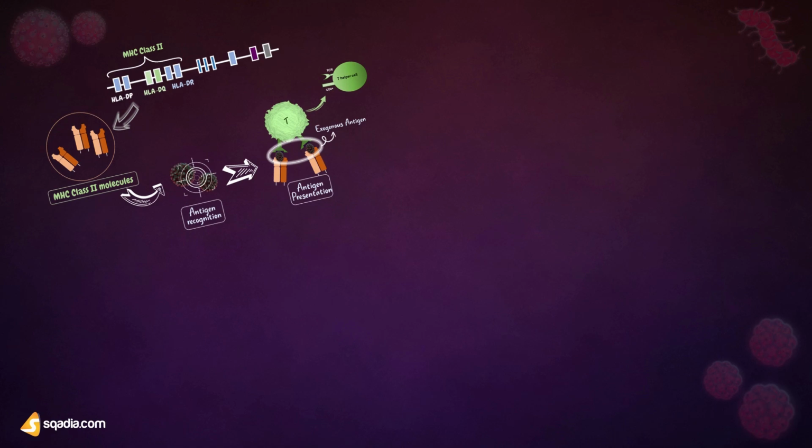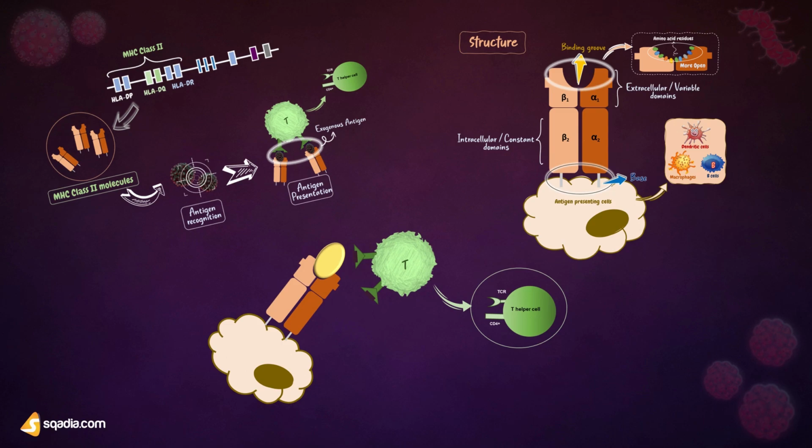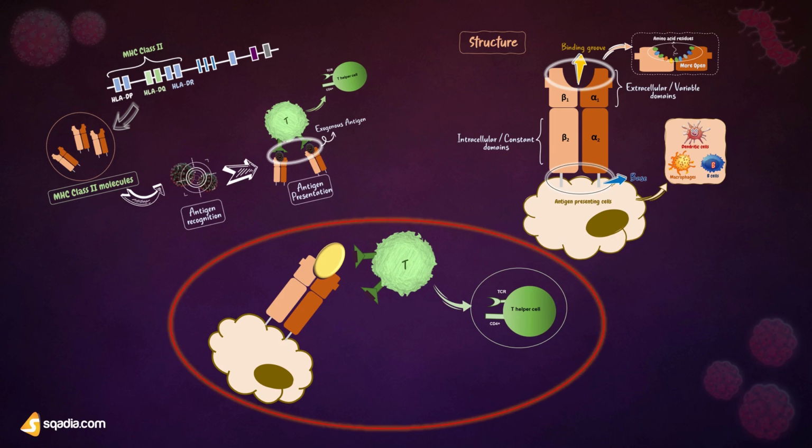So till now we have learned what MHC Class II genes and MHC Class II molecules are, and what the structural features of MHC Class II molecules are. Also, we got a brief idea about the primary function of MHC II molecules. But now, let's have a closer look at this role of MHC Class II molecules: antigen presentation to helper T cells.